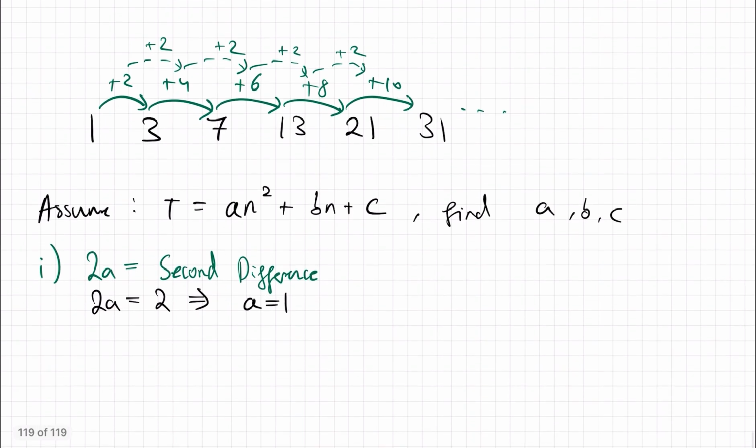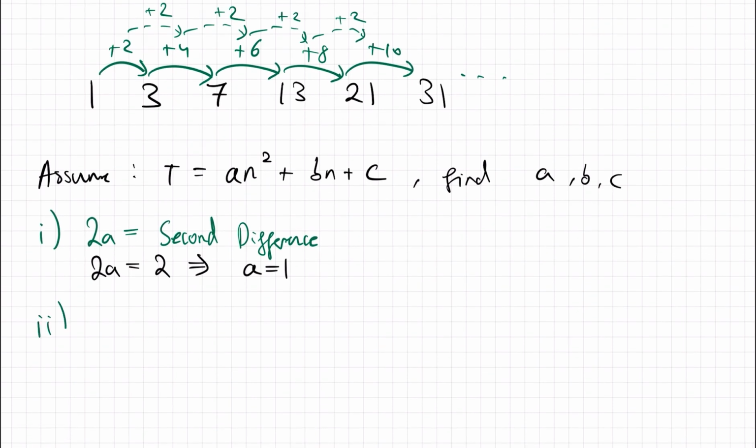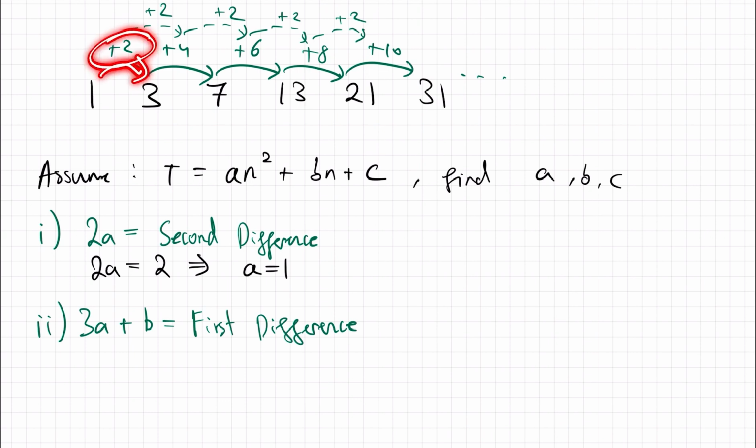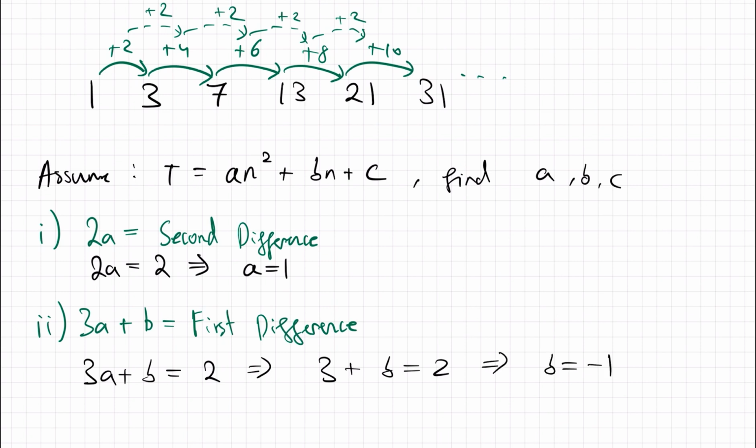Now the second equation is 3a plus b is equal to the first difference. By first difference, I mean just the jump from the first term to the second term. So in our case, that's also going to be 2. So we've got 3a plus b is equal to 2. We know a is equal to 1, so therefore 3 plus b equals 2. So b has to be minus 1. There we go. We've got a and b so far.